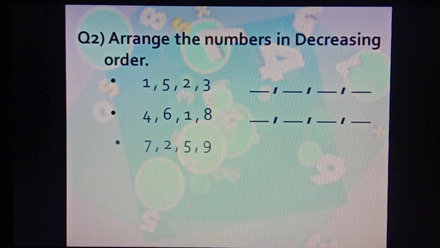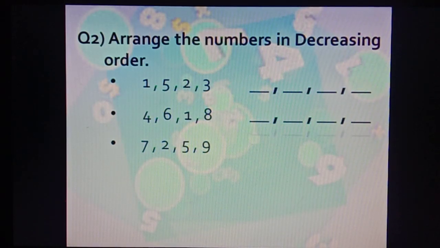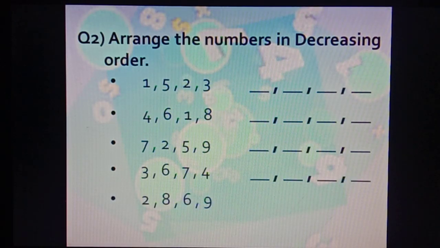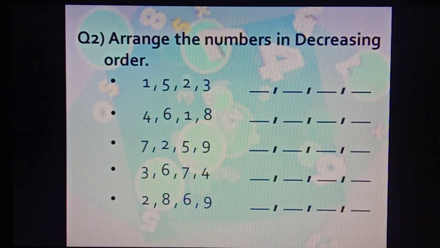The next question is 7, 2, 5 and 1. So you have to write them in correct decreasing order. The next question is 3, 6, 7 and 4. So you have to write it in the correct decreasing order. The next question is 2, 8, 6 and 9, and you have to write it in the correct decreasing order.